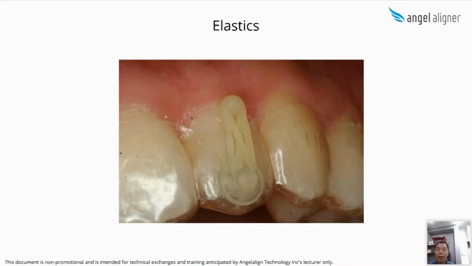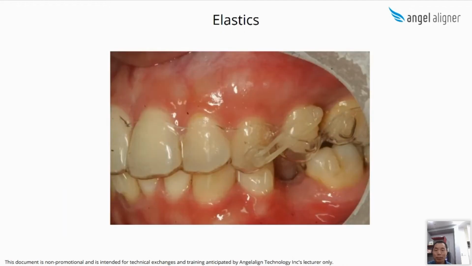For long clinical crown teeth, you can deal with this problem like this. You can bond a clear button on the edge of the aligner, and a clear button on the teeth, on the gingival aspect of the teeth, and use elastic like this. Button-to-button elastic.